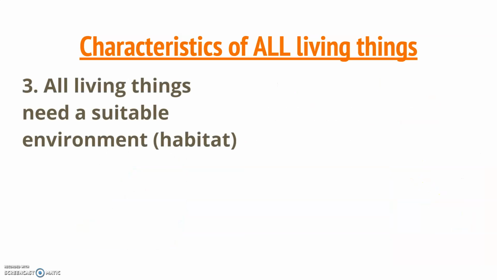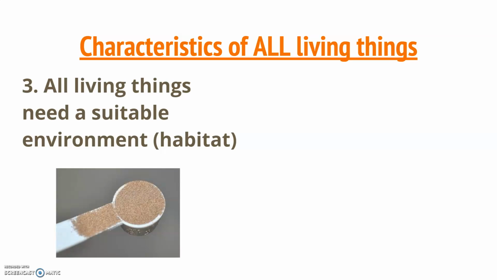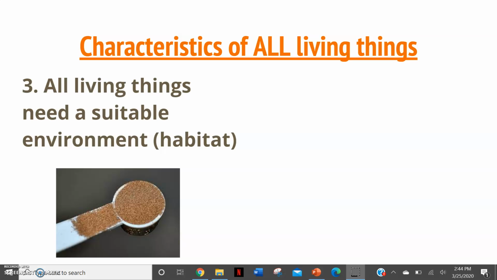The third item on our list is that all living things need a suitable environment. In other words, they need a habitat that's just right. Do you guys know what this is a picture of? If you guessed yeast, you are correct. Now, if you don't know what yeast is, it's an ingredient we use to make bread. Now, believe it or not, yeast is living, but only if it has a suitable environment.